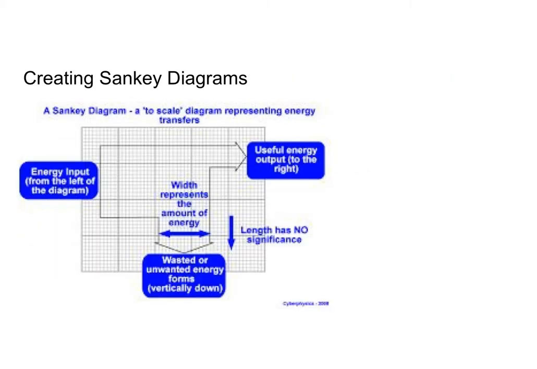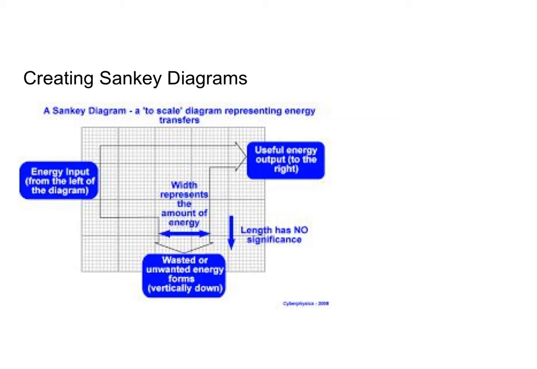So when we draw a Sankey diagram, what we want to do is use the width of our arrows to scale, as a scale to represent energy transfers. So we have our whole energy input, and the width of that arrow should be equal to the sum of the widths of every single other output energy, including the useful energy and the wasted energy.